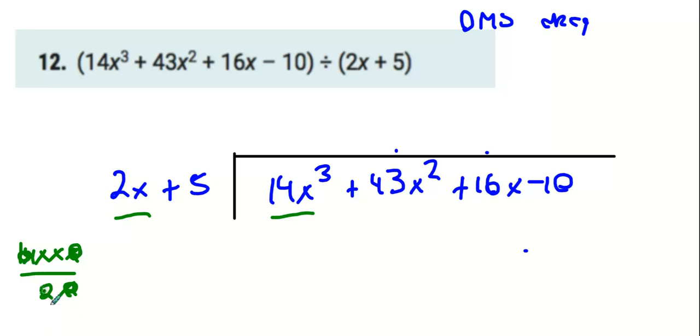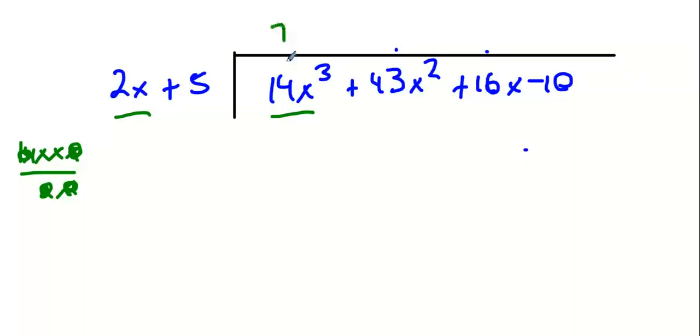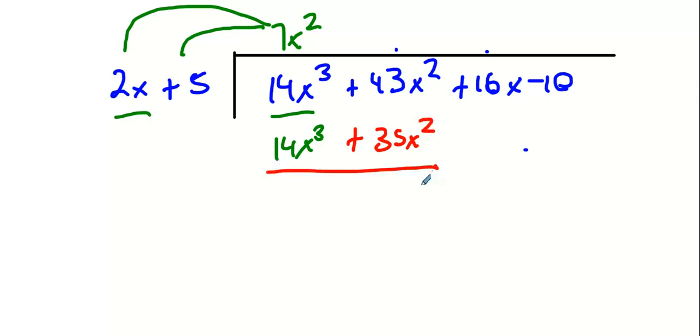14 divides by 2 7 times. 7xx, which is otherwise known as 7x squared. Right. Now we're going to multiply. You multiply this. 7x squared times 2x. 14x cubed. 7x squared times 5. 35x squared. Good job. All right. And what do we do then? Minus them. And what happens?